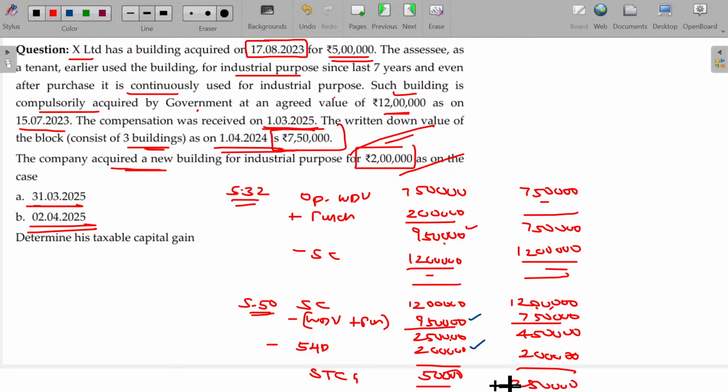A small tax planning. Just 2 or 3 days earlier, if he purchases, then he will be enjoying another 2 lakhs rupees deduction. You understand? Clear? Hope now you'll be able to understand this section 54D.